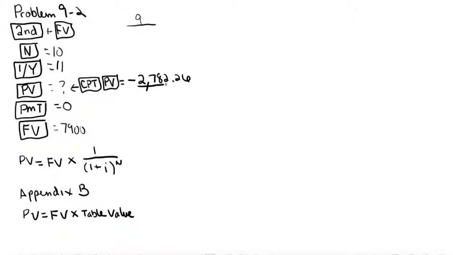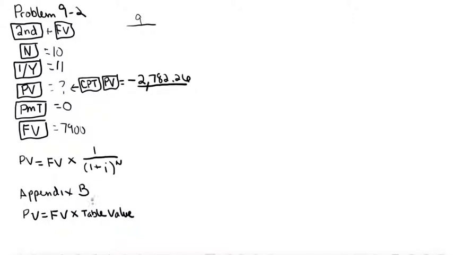2,782.26. What this means is if I want to receive $7,900 in the future, 10 years at 11%, I have to pay in or pay out $2,782.26. So this future value will cost me this much. That's why this is a negative. You'll always see that happen in these calculations. You have to have one of these numbers be a negative in order for this to work. You'll see that as we go through the rest of the problems.